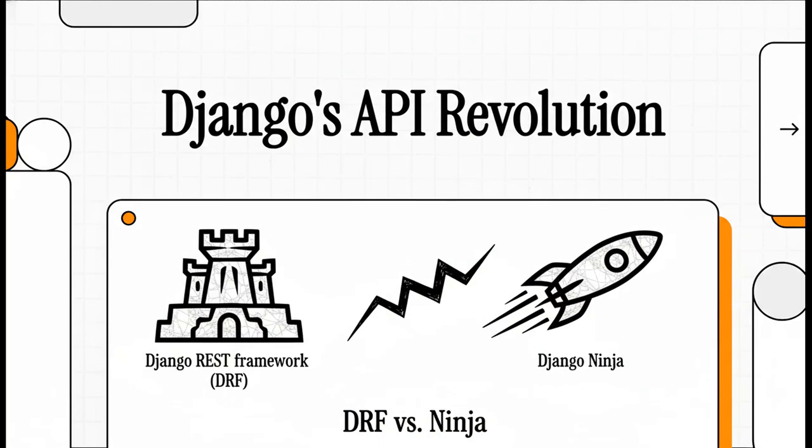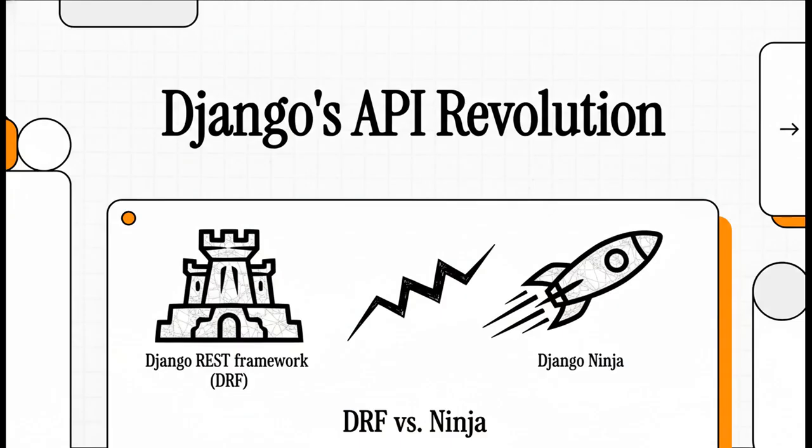In the world of Django APIs, we've got a fascinating showdown happening. On one side, you have the long-reigning champion, and on the other, a new, super-fast challenger. Today, we're breaking down the clash between the established Django REST Framework and the modern powerhouse, Django Ninja.